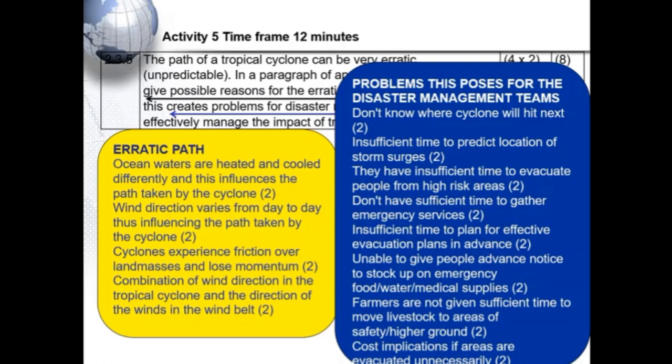And now we're talking about wind blowing, but also remember, it's got a twirly movement with it. So now you can imagine what happens to it, okay? And then once again, the last answer, cost implications. Remember I said to you that every infrastructure that is taken away by a tropical cyclone will cost money to put in place again.